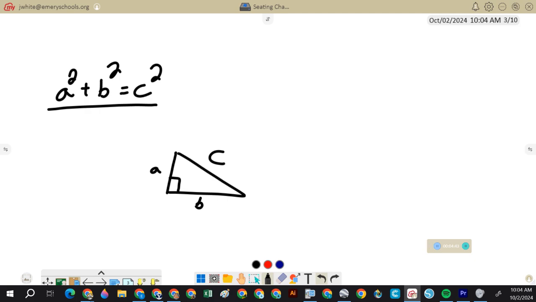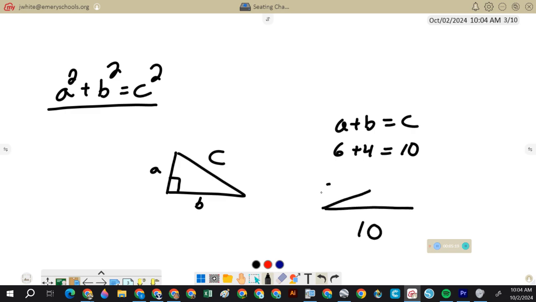Well, in this triangle, is A plus B equal to C? Is side A plus side B equal to C? No, that's not the formula. But is it true? No. Why not? Well, let's put some numbers in there. Let's say I had 6 plus 4 equals 10. Can I make a triangle where one side is 6, one side is 4, and one side is 10? Well, let's try it. So here's a 10, and here's a 6, and here's a 4.